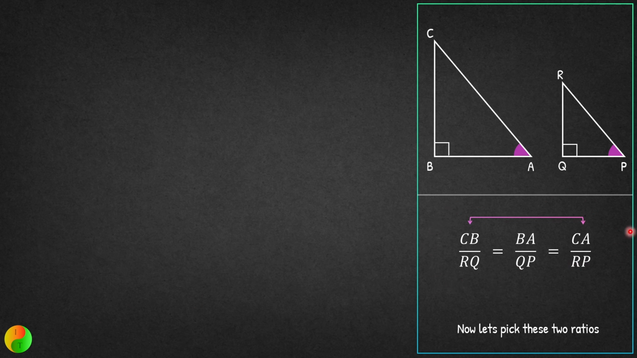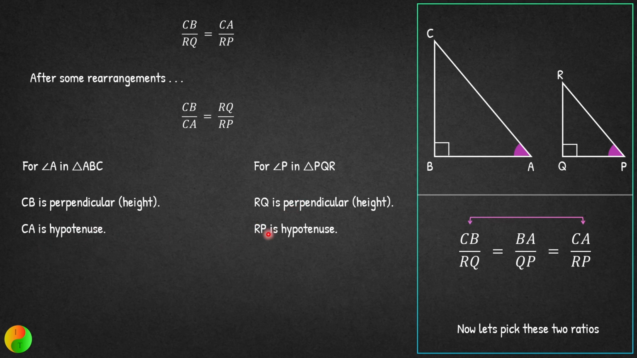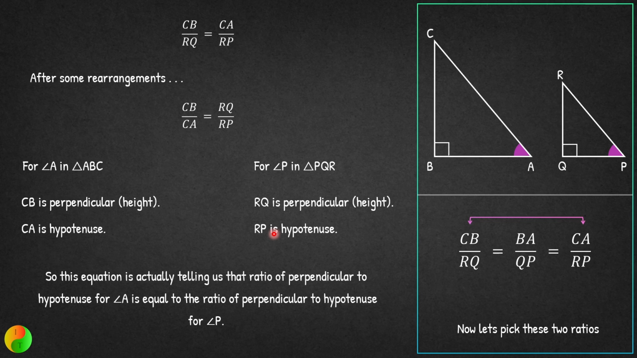Now let's pick these two ratios. CB upon RQ equals CA upon RP. After some rearrangements, CB upon CA equals RQ upon RP. For angle A in triangle ABC, CB is the perpendicular, and for angle P in triangle PQR, RQ is the perpendicular. And CA and RP are the respective hypotenuses for angle A and angle P. So this equation is actually telling us that the ratio of perpendicular to hypotenuse for angle A is equal to the ratio of perpendicular to hypotenuse for angle P.